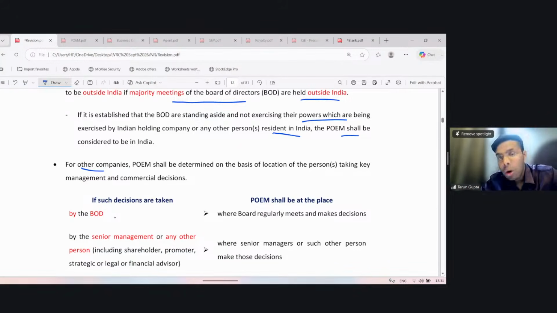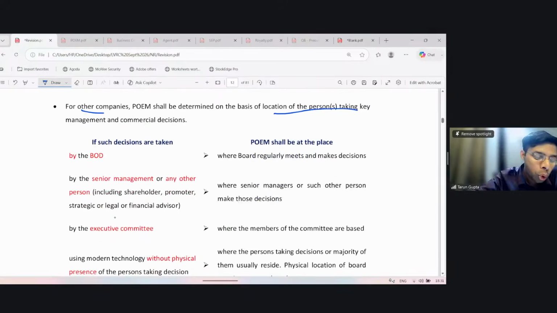So if the company is not engaged in active business outside India, POEM shall be determined on the basis of the location of persons taking key management and commercial decisions. Then, as I told you, in such a case, you have to first identify the persons who are taking key management and commercial decisions, and then the location of such persons shall be treated as the place where the POEM is situated. So, if such decisions are taken by the board of directors, then the POEM shall be at the place where the board regularly meets and makes such decisions.